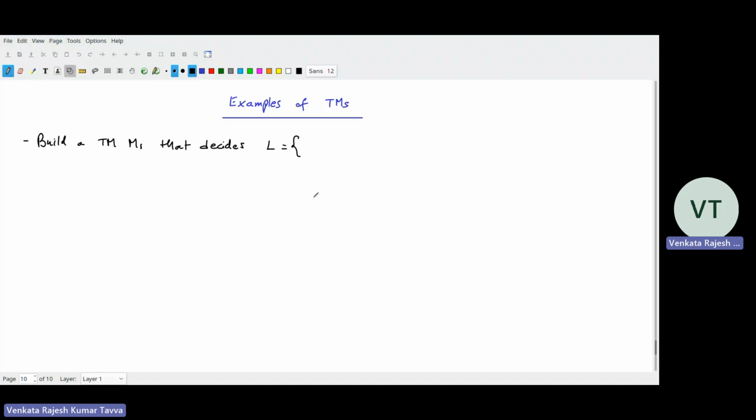For some languages we can decide them fully, for some other languages they may end up in an infinite loop. Okay, so we want to build a Turing machine. This language, you can build a Turing machine which completely accepts or rejects. If it is valid, it will accept. If it is invalid, it will reject. That's it. There is no need of infinite loop here.